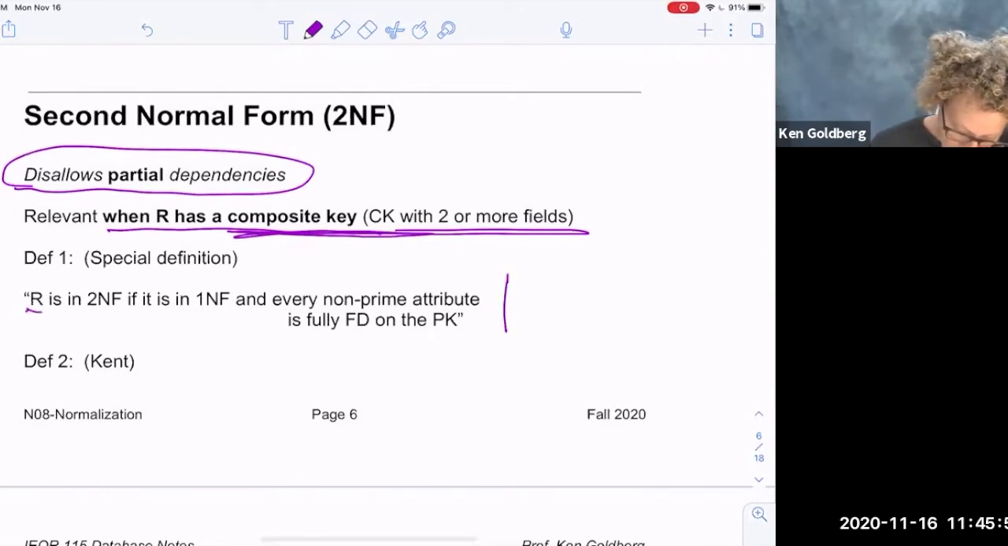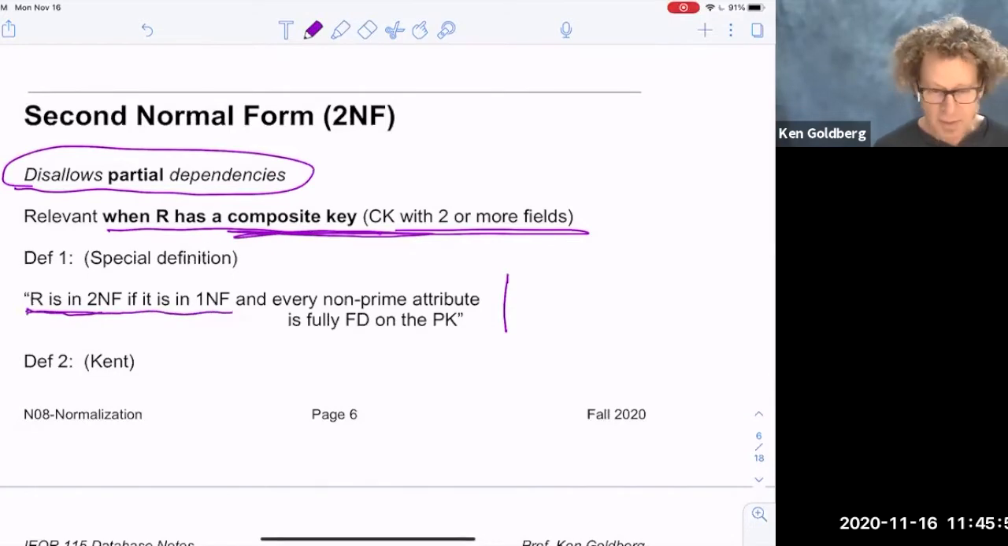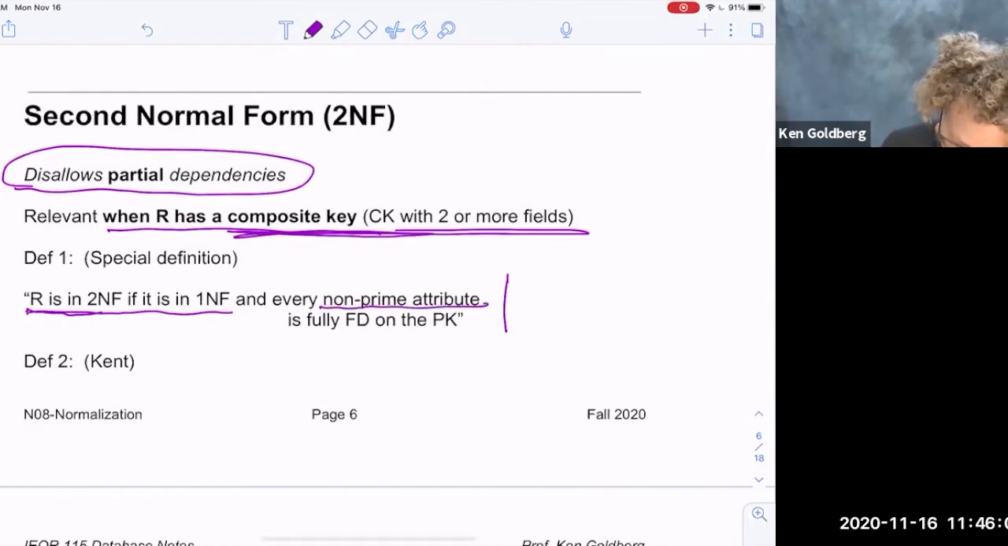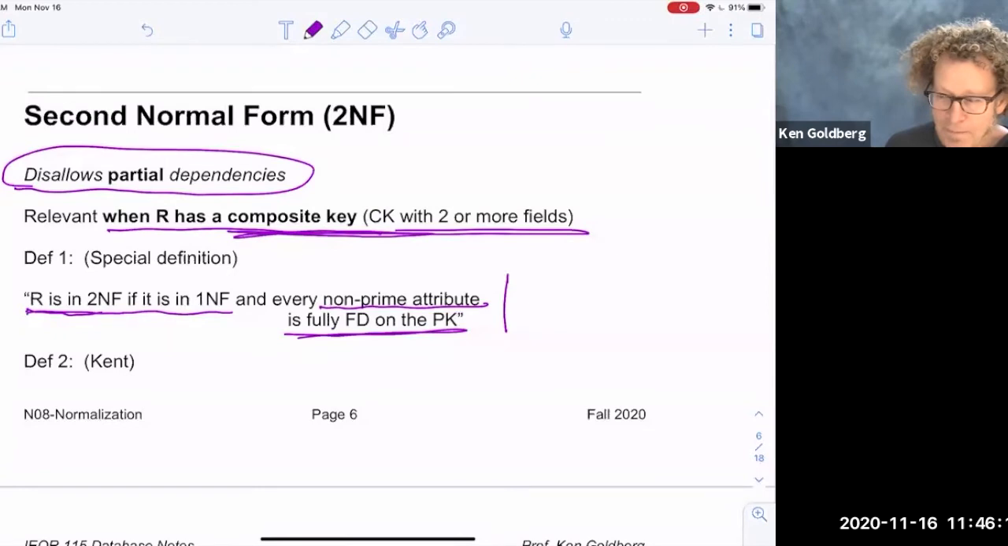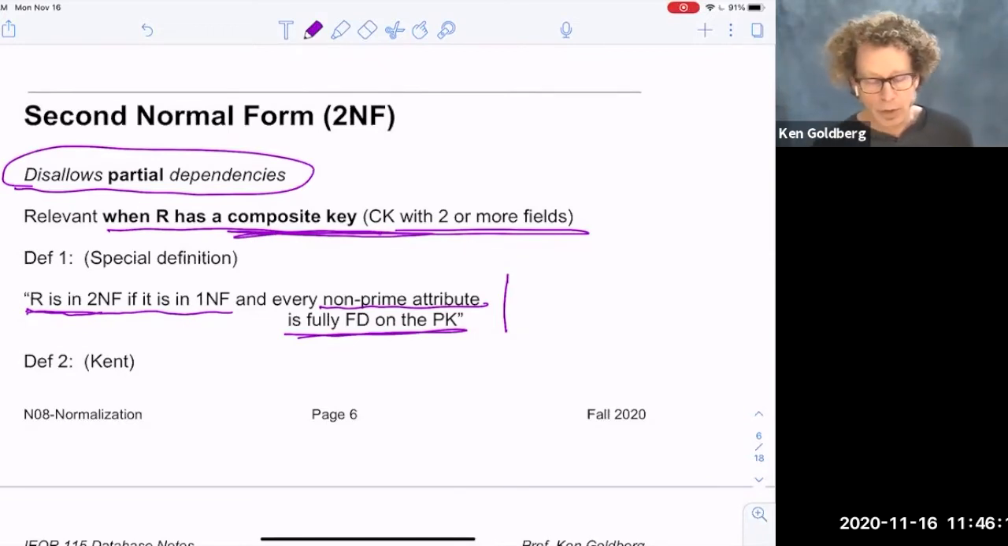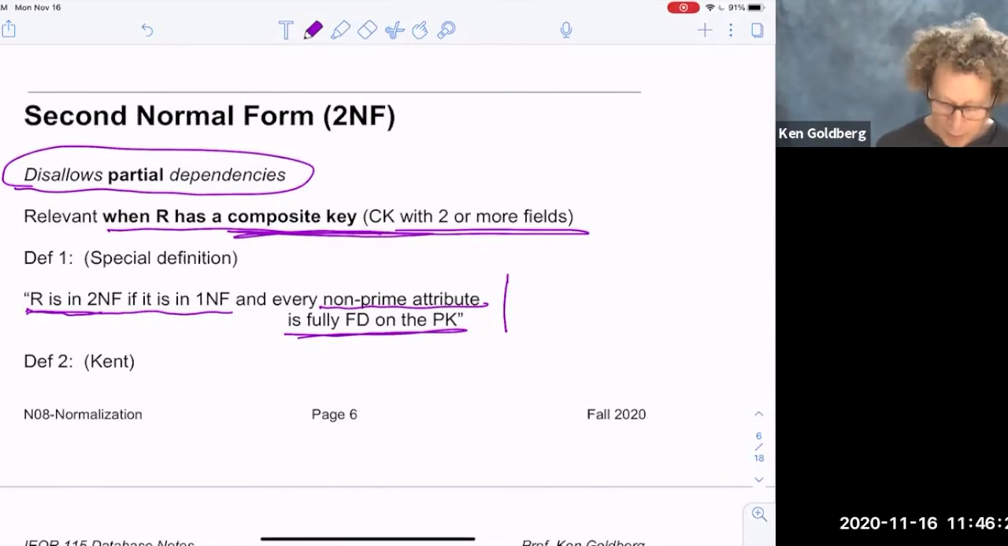The first is that a relation is in second normal form if, first of all, it has to be in first normal form, and every non-prime attribute, that's attributes that are not part of the candidate key, has to be fully functionally dependent on the primary key. And remember, full was like minimal. That means that any other attributes have to depend on the whole candidate key or primary key.